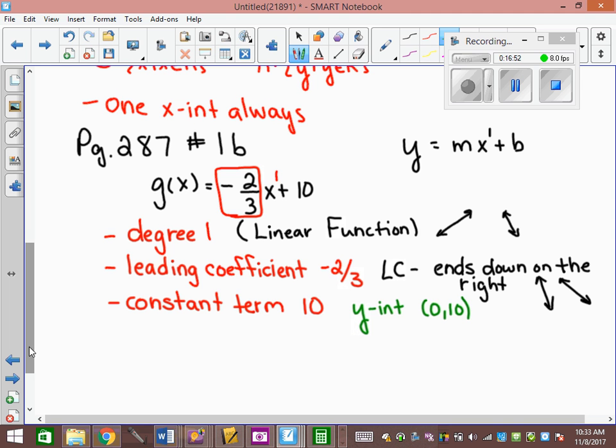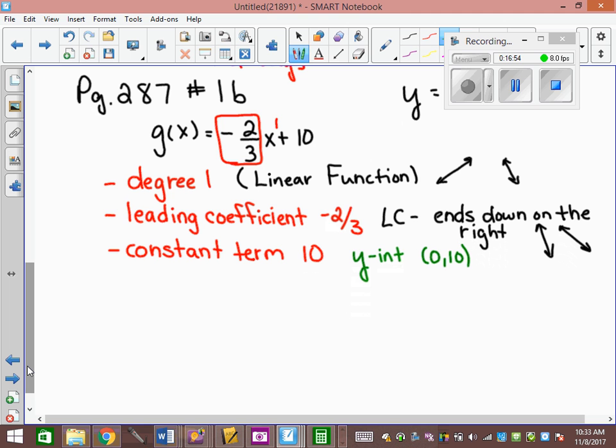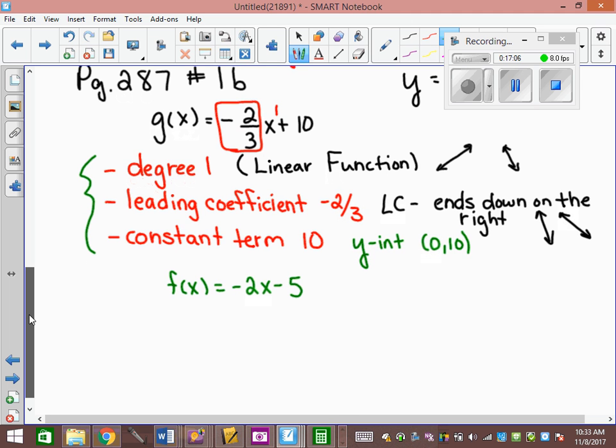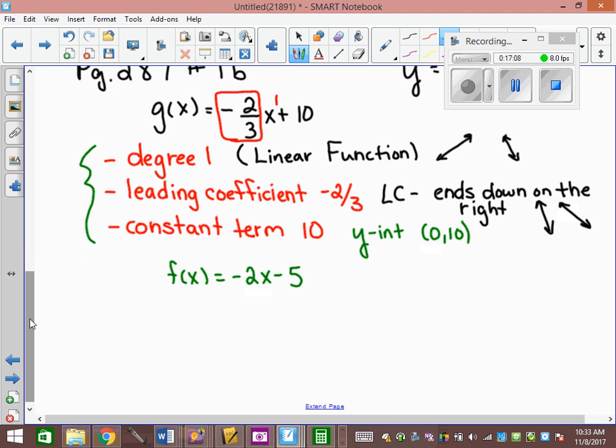So I want you to give me the degree, the leading coefficient, and the constant of f of x equals negative 2x minus 5. I want you to do the exact same thing I did here below this one. Okay, you try that.